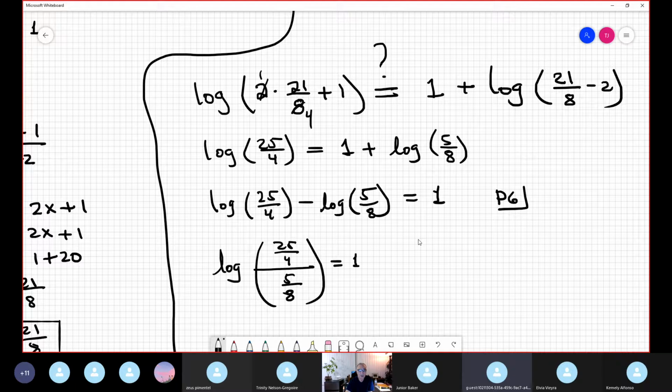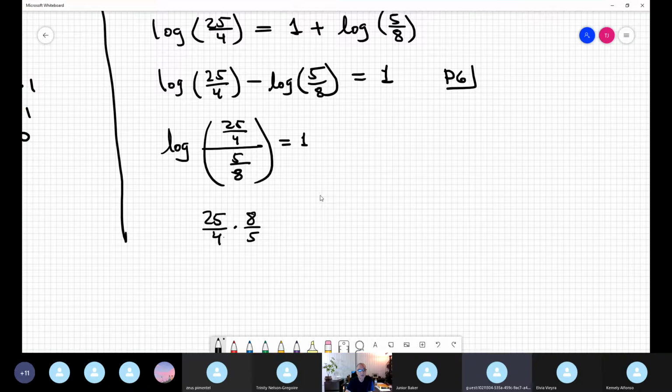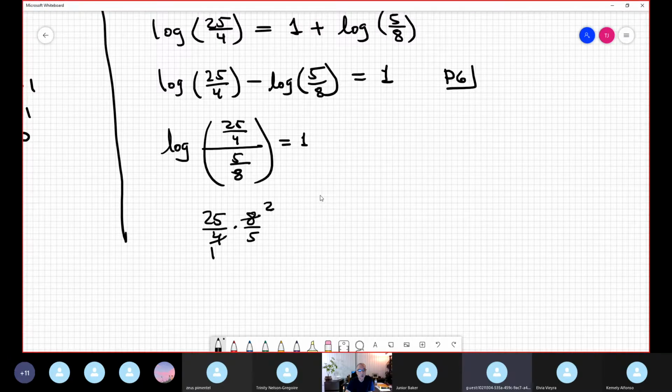Equal 1. Now division of fractions is easy. It's 25 over 4 times 8 over 5. Flip the second fraction in the denominator. Reduce. Divided by 4, 1. Divided by 4, 2. Divided by 5, 1. Divided by 5, 5, because 5 times 5 is 25. We have 5 times 2, 10. Over 1, it's just 10. Basically, this division is 10. So you have logarithm of 10 is equal to 1.